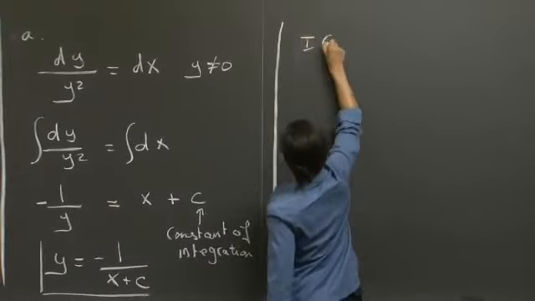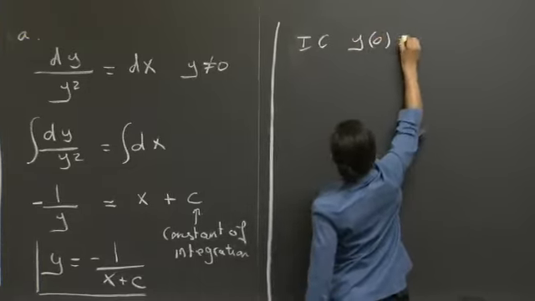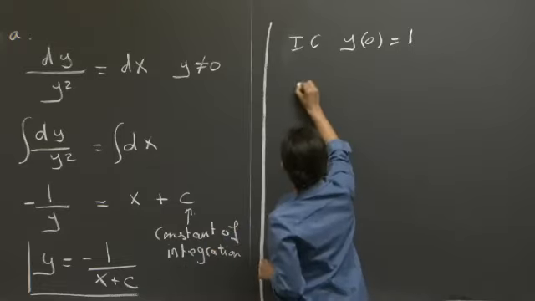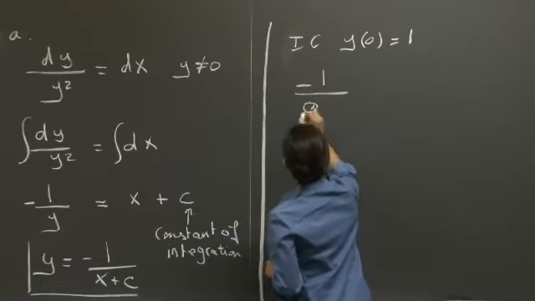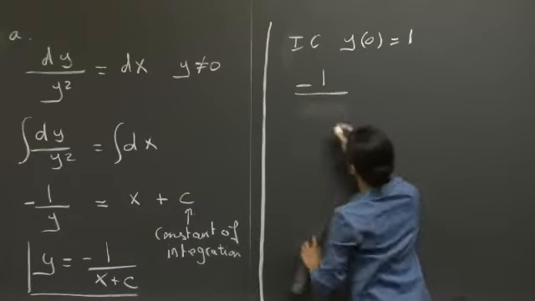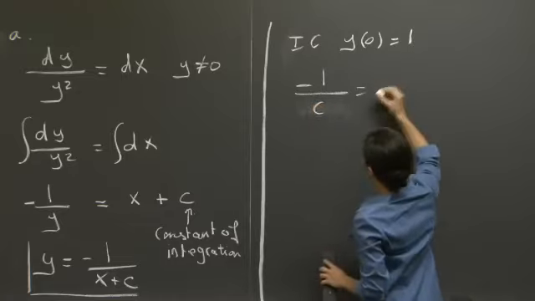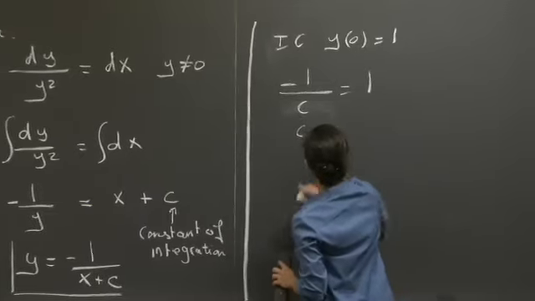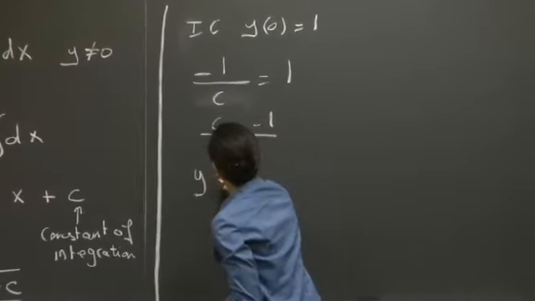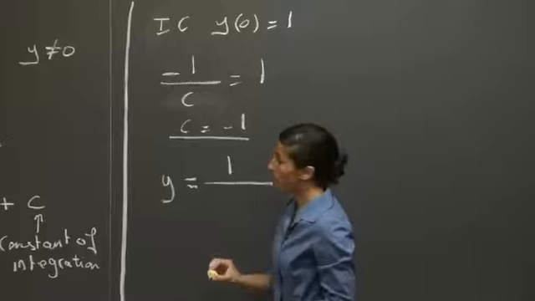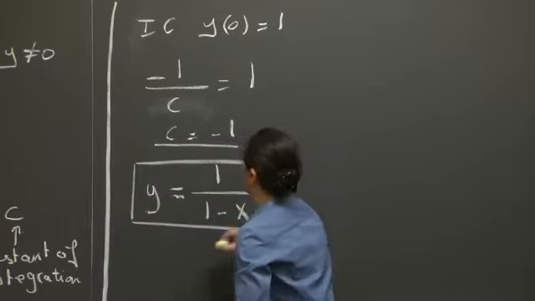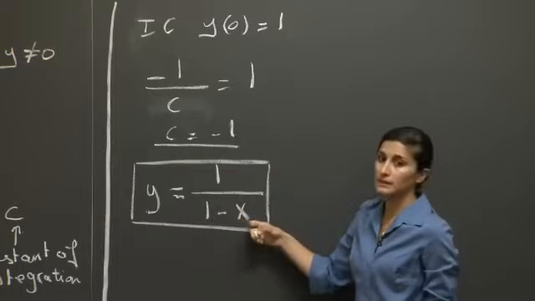So our initial condition was y(0) equals 1. If we substitute this in the expression that we just obtained, we have 0 plus c, which then only gives us c, equals 1. So we end up with a value for our constant of integration, c equals minus 1. And so the solution to this problem is y(x) equals 1 over 1 minus x.